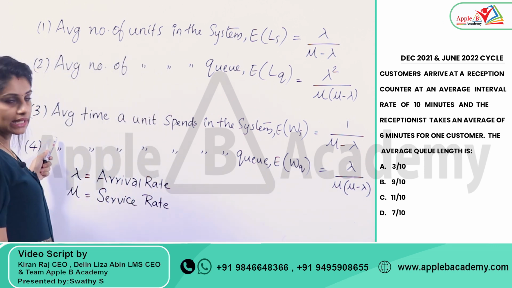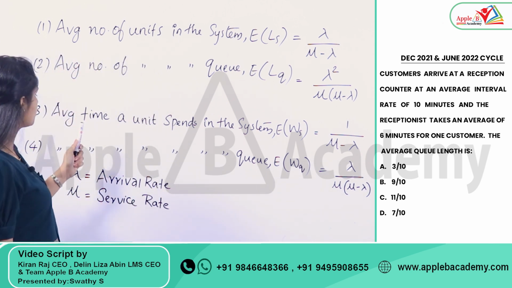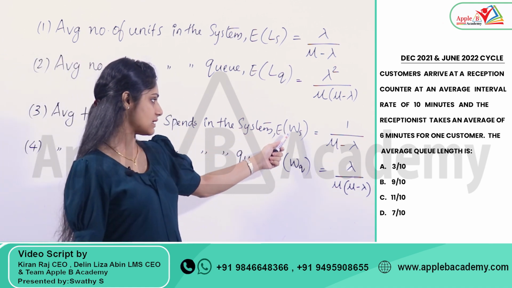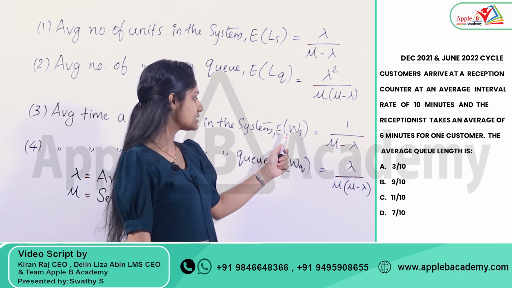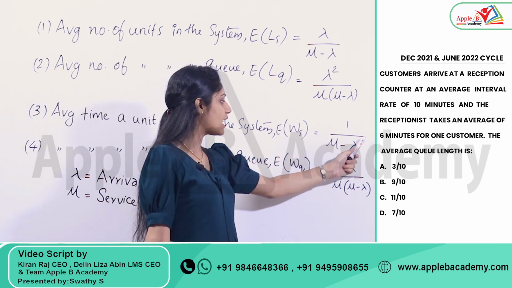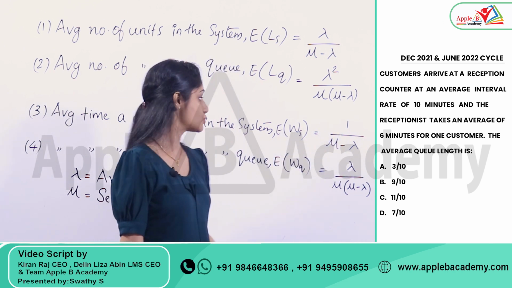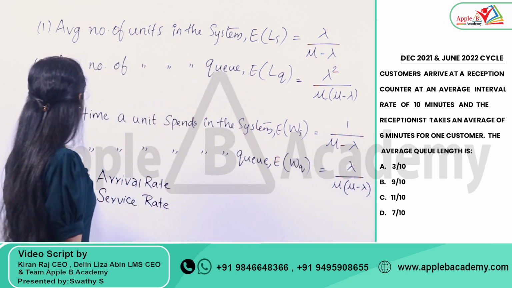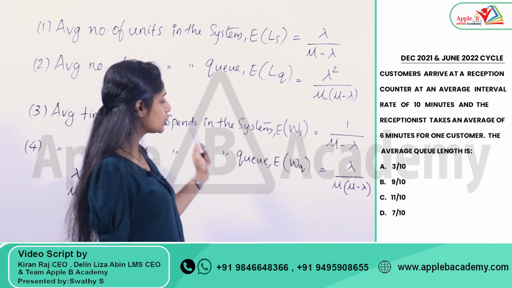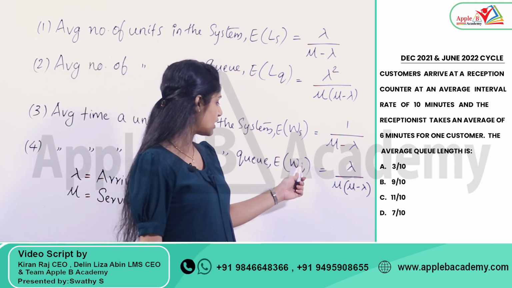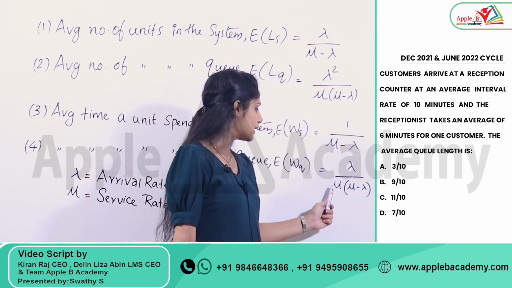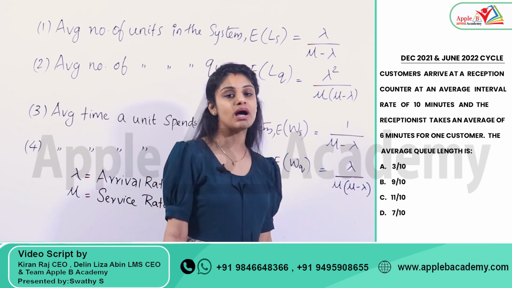Here we discussed the number of units. If it is about the time we need to spend in the system, we represent it as WS, that means waiting in system, which is 1 divided by mu minus lambda. And finally, if it is about the time a unit spends in the queue, we call it waiting in queue, WQ, which is represented as lambda divided by mu multiplied by mu minus lambda.